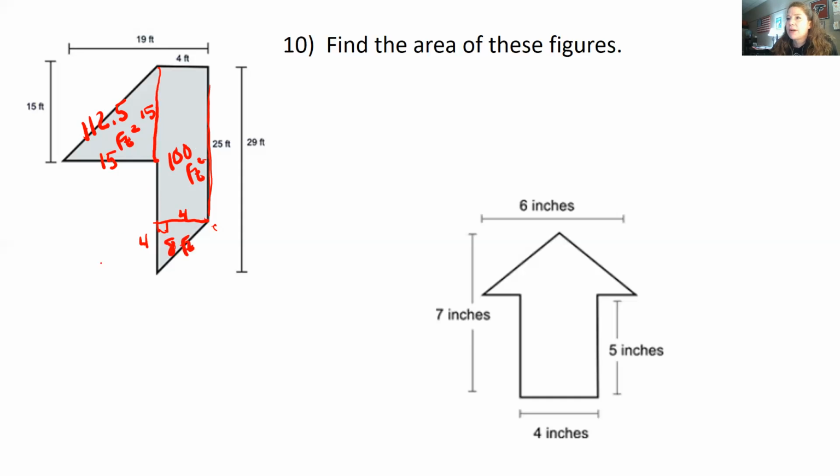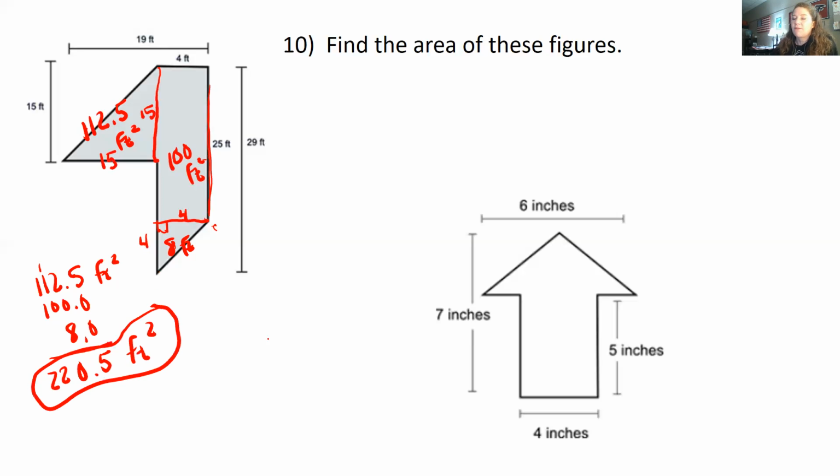So finally, for the whole area, we're going to add 112.5, whoops, plus 100. Plus, make sure you line up those decimals, and then we have an 8, 8.0. Bring down our 5, bring down our decimal point. 8 plus 2 is 10. So the area of the whole thing is 220.5 feet squared. Awesome.